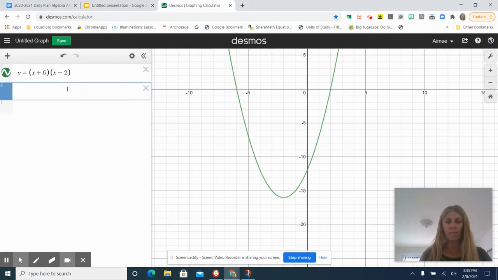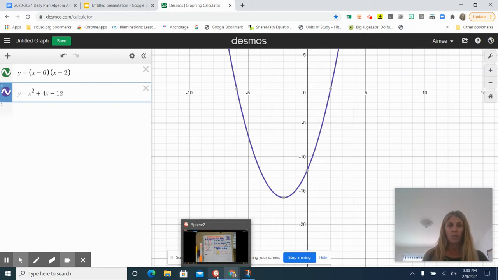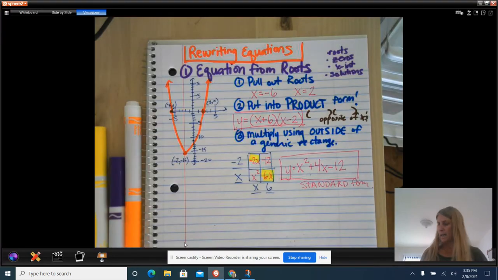And then we're going to go ahead and make sure we're correct by doing it in standard form, what we got for our answer. y equals x squared plus 4x minus 12. And as you can see, they are the same parabola. Therefore, we know that we have a correct answer, and we changed our equation from simply knowing the roots, seeing a picture of it, into the proper equation. So that is our first technique.